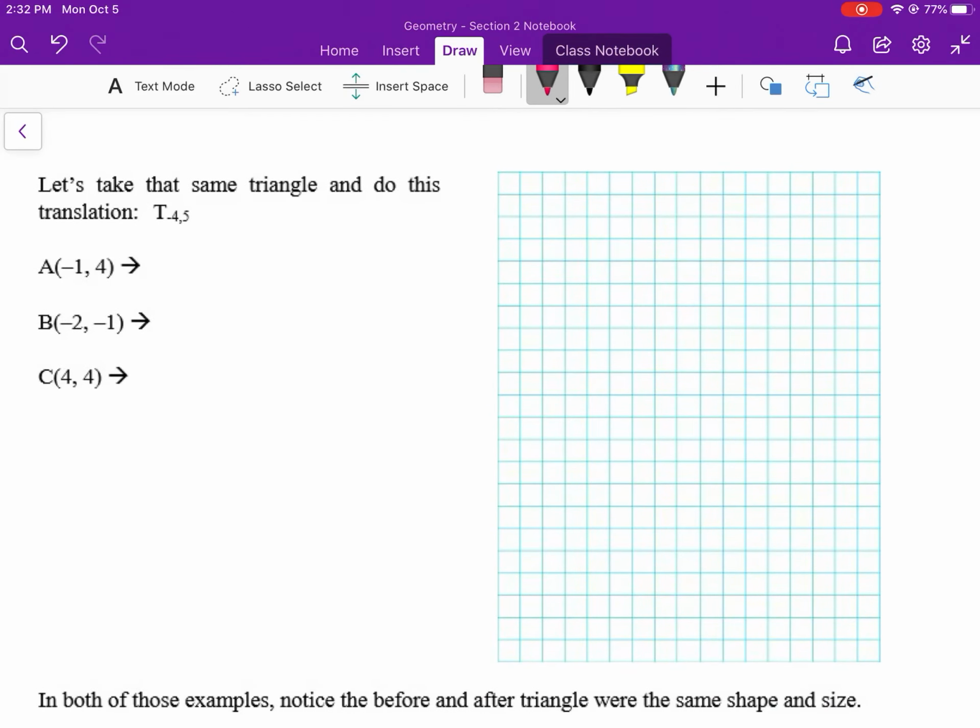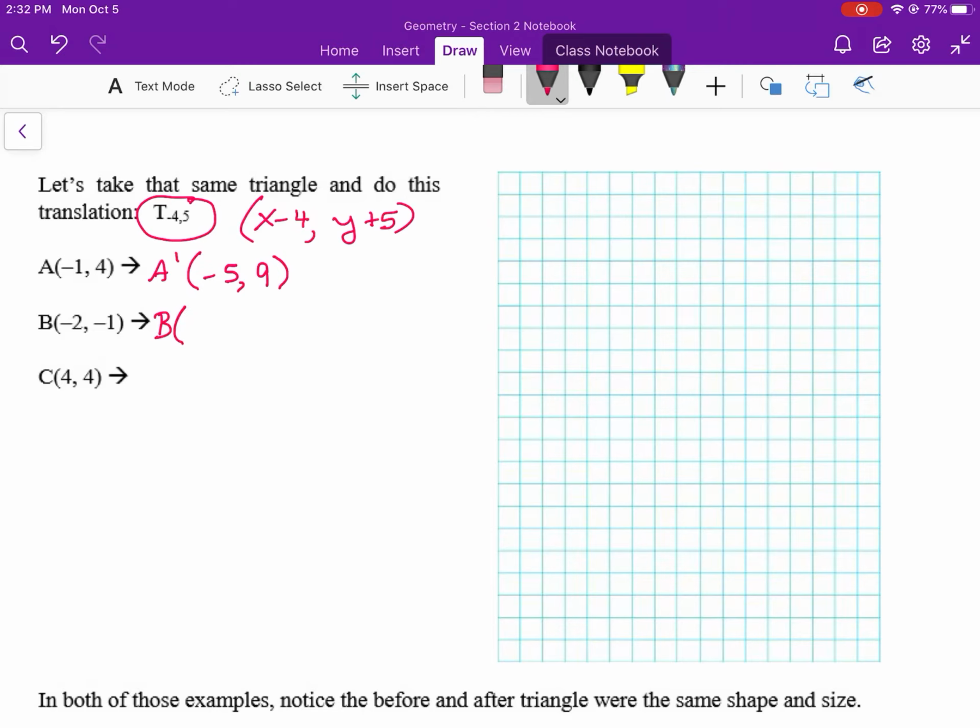Okay, so now sometimes we write the translation like this. All that means is x, we're going to subtract 4, and y, we're going to add 5. Okay, that's all that means. We're going to subtract 4 from the x coordinate, and we're going to add 5 to the y coordinate. So A prime, subtract 4 would be -5. Add 5, we get 9.